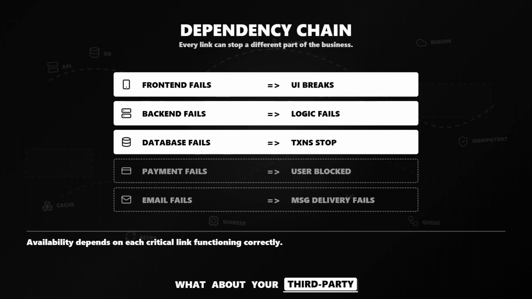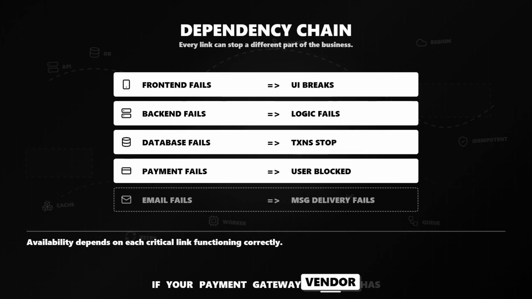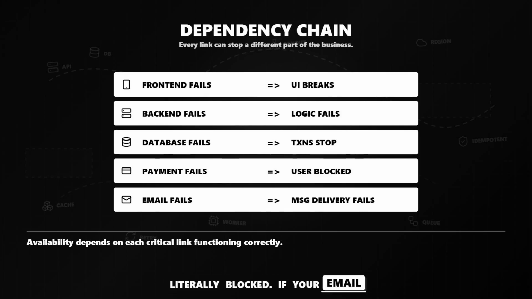What about your third-party dependencies? If your payment gateway vendor has an outage, your checkout process is literally blocked. If your email service provider goes down, digital receipts fail to send. A modern system's availability depends entirely on every single one of these critical links functioning correctly.